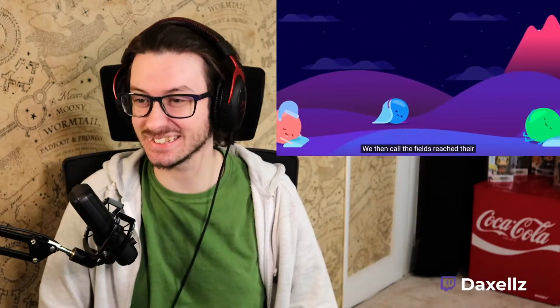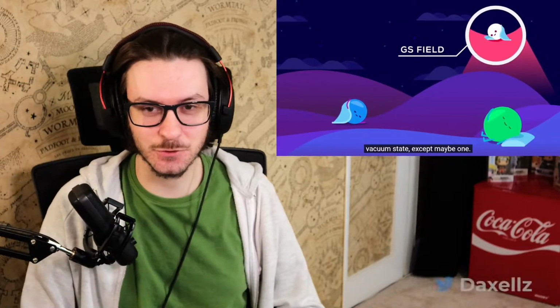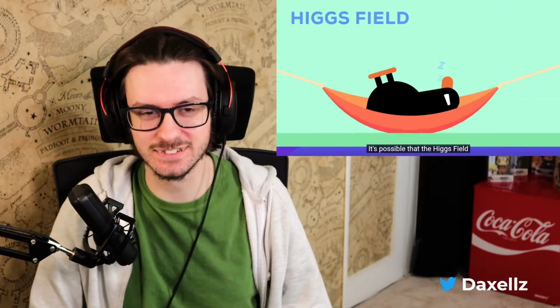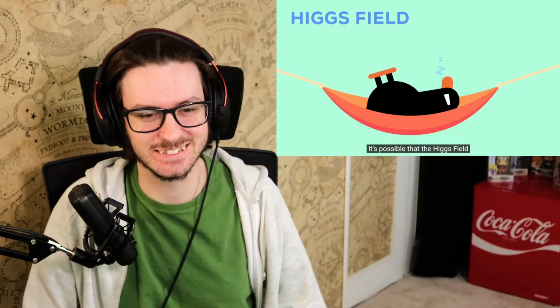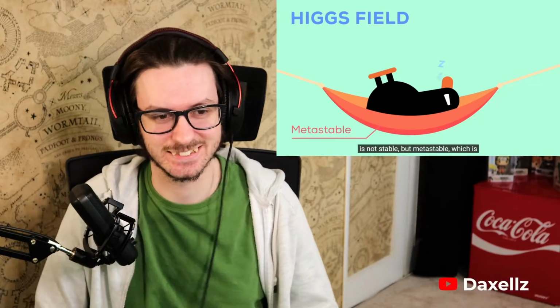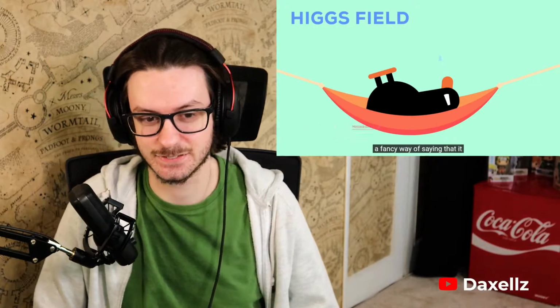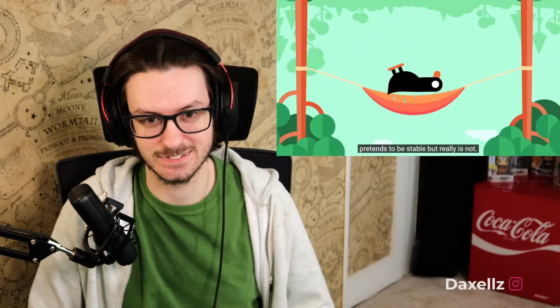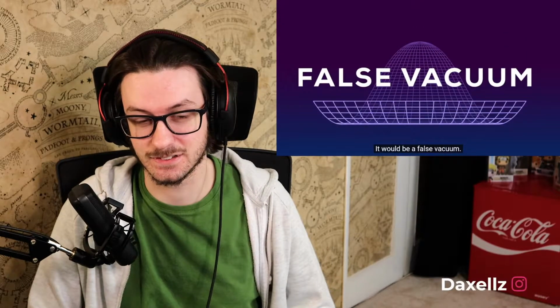True, you seen the planets? All the fields reached their ground state. Like what? It's possible that the Higgs field is not stable, but metastable, which is a fancy way of saying that it pretends to be stable, but really is not. It would be a false vacuum.